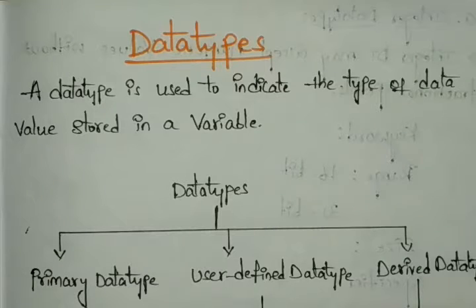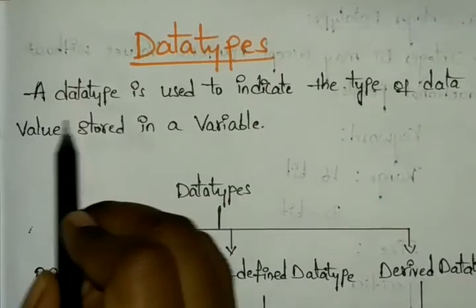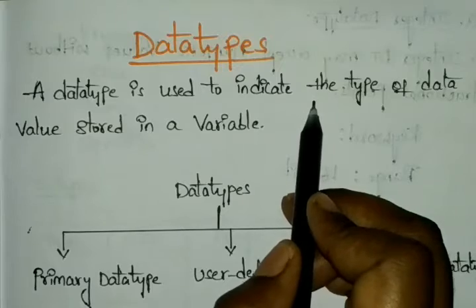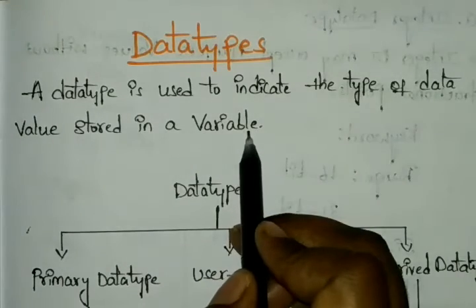Hello everyone. In this session we will discuss the data types topic. These data types are used whenever you are writing programs. So normally you can see we have the definition for this. A data type is used to indicate the type of data value that can be stored in the variable.